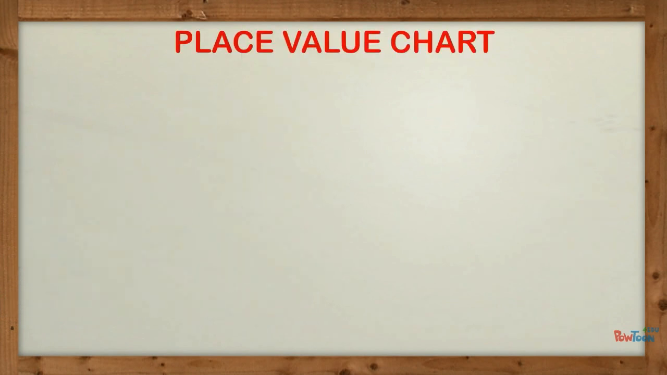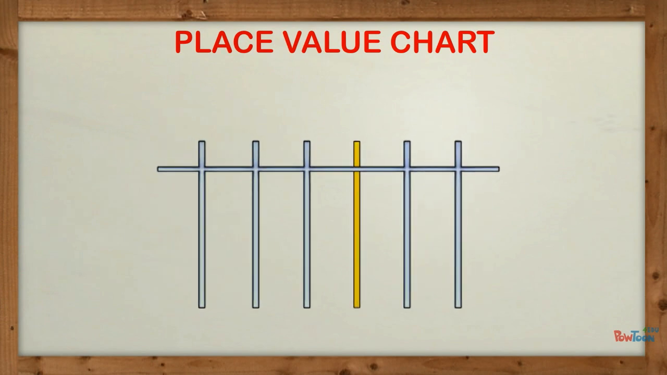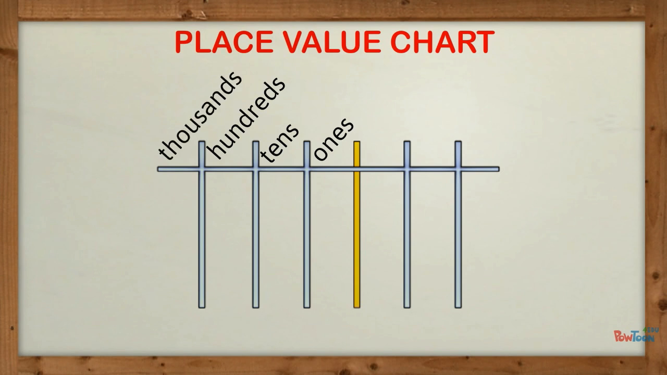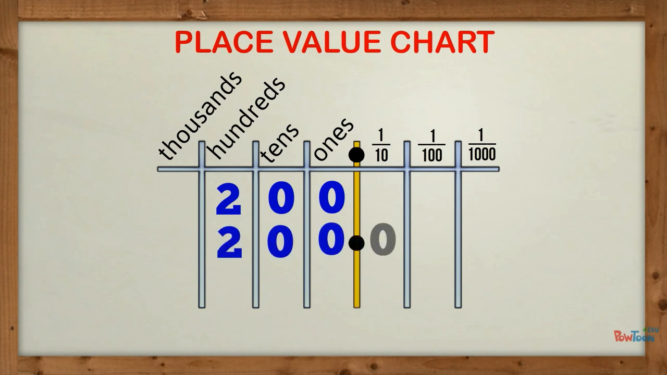Using a place value chart, we know that any number can be broken down into so many ones, tens, hundreds, thousands, and so on. Right after the ones, the smallest unit of whole, is the decimal point. Everything to the right of that is a fraction of a whole. Tenths, hundredths, thousandths, and so on. We can see that 200 is the same as 200.0 and 200.00. These are all ways of showing 200 and no fractional parts.